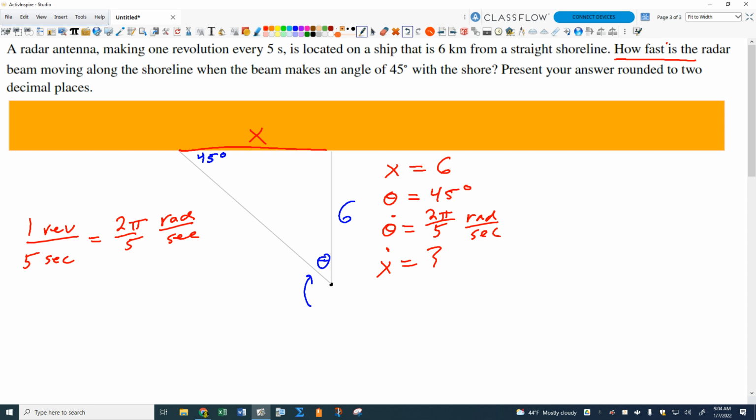It's a pretty similar problem, actually. We got to be able to relate thetas and x's here. Tangent theta. Yeah, that'd be tangent, wouldn't it? Right? Tangent theta equals x over 6. So differentiating, it looks almost like the same problem we had last time, isn't it?